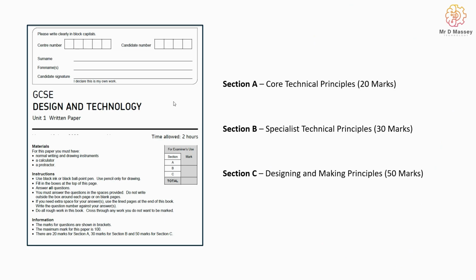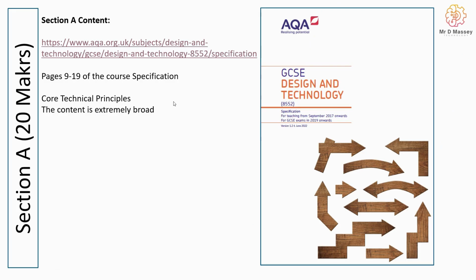So the paper is broken down into three sections. You've got section A, core technical principles, which is 20 marks. Section B, which is specialist technical principles for 30 marks. And section C, which is designing and making principles for 50 marks. So 100 marks on the entire paper over the 2 hours.